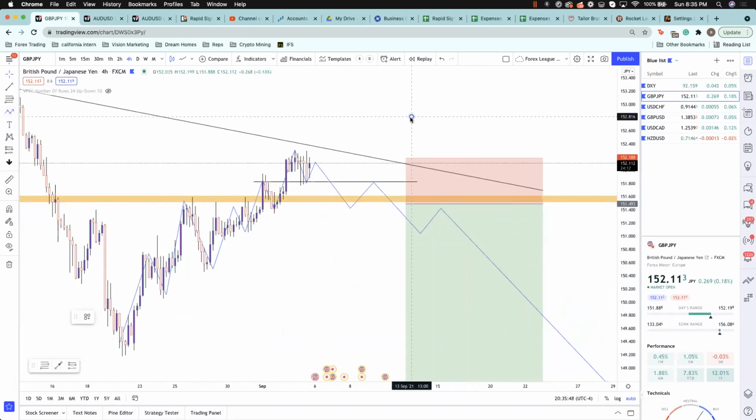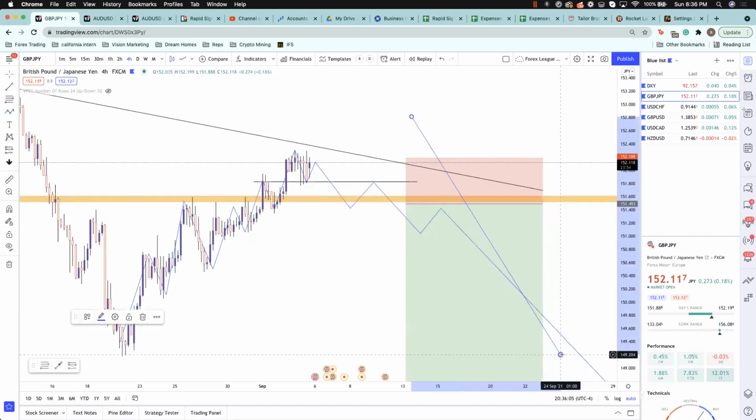And that's why I'm wary. I don't want to sell this before we get past this zone, this 151.550. I want to wait for some sort of retest of this area. So I want it to break, retest this zone. That's when I'll then look to short this.